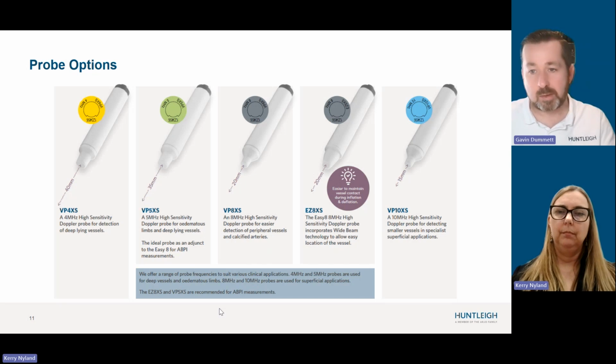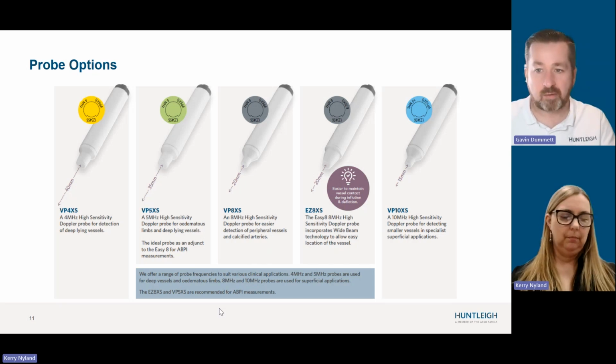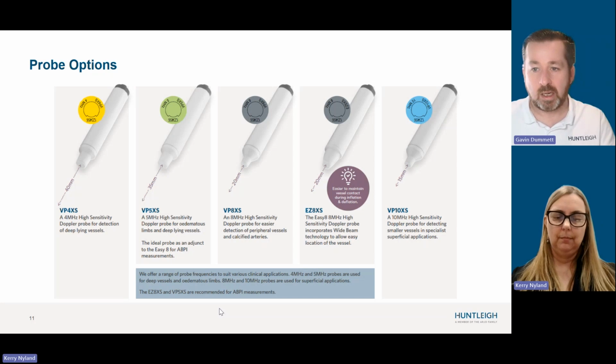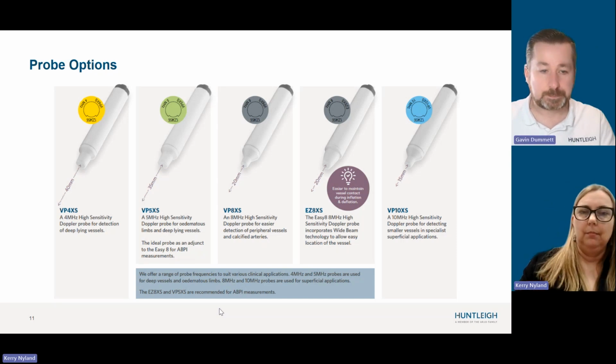As I mentioned earlier, the VP10 is for very, very fine vessels, such as your fingers, your face, and maybe your toes as well. Next slide.